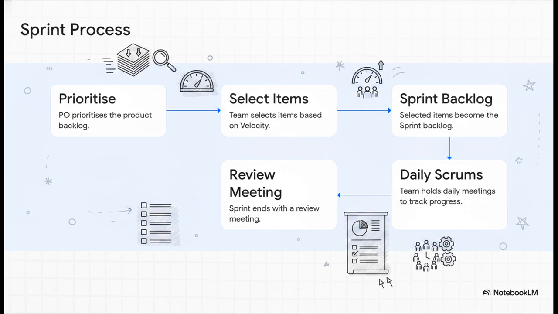Step 4, throughout the sprint, the team holds those daily scrums to track their everyday progress. And finally, Step 5, the sprint wraps up with a review meeting to evaluate the software they built and figure out how to improve their internal process for next time.